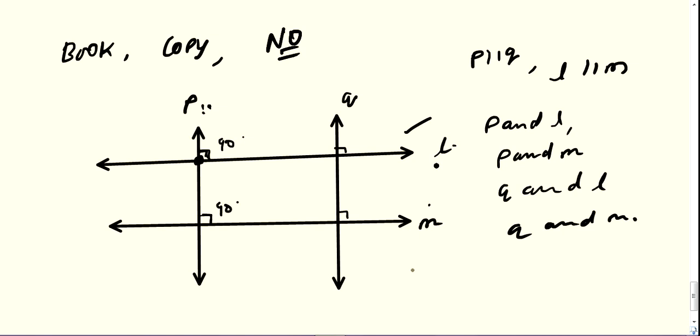Then next, is the line Q perpendicular to the line M? Yes, Q line is here and this one is M line, making an angle of 90 degree. So yes, this line Q is perpendicular to this line M.